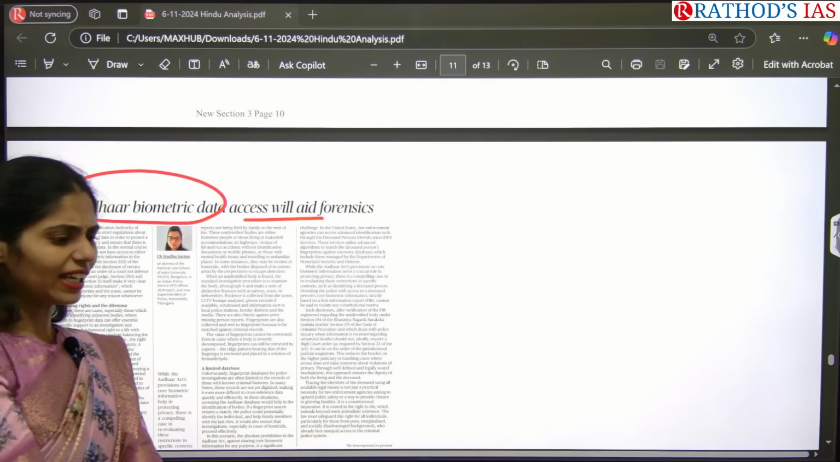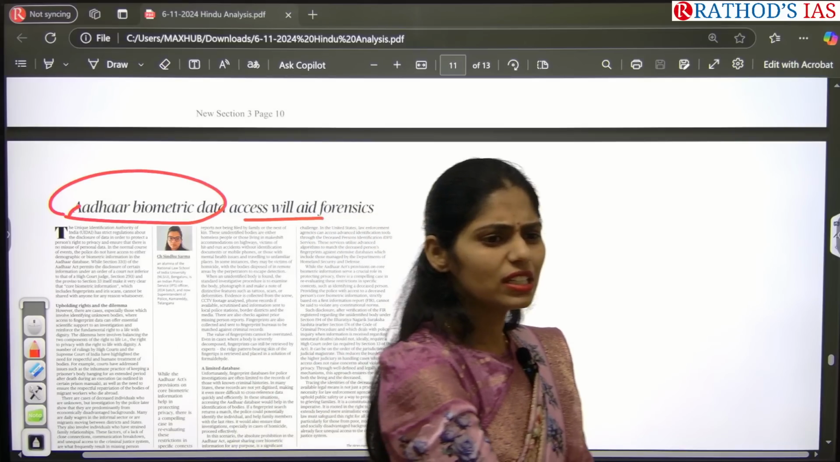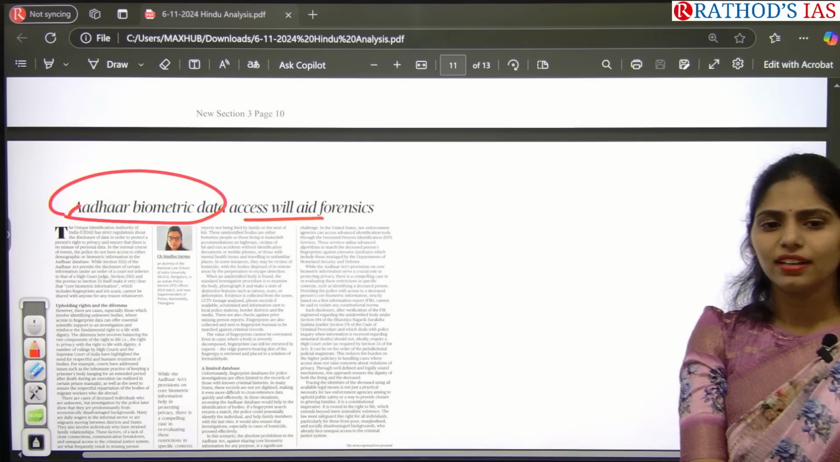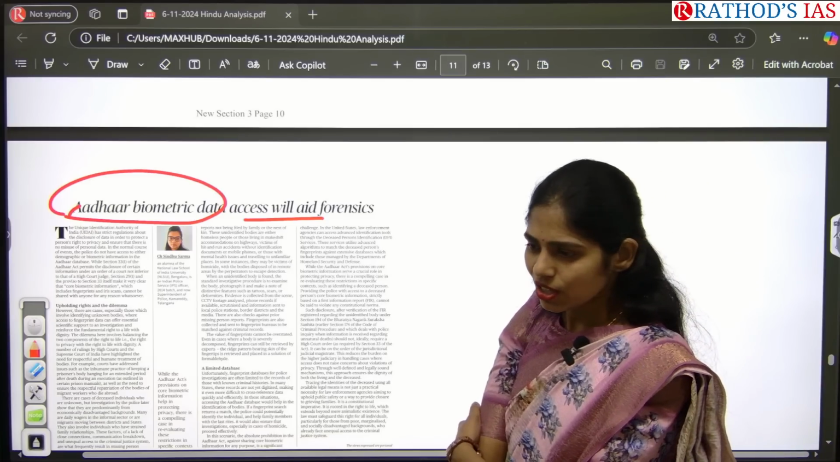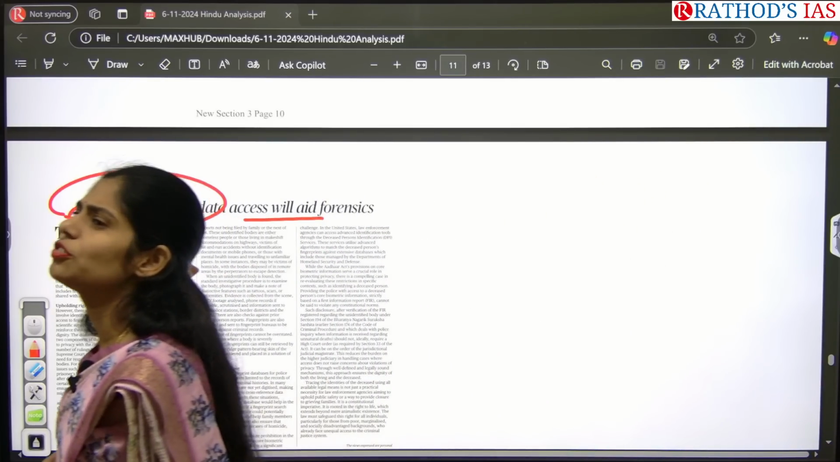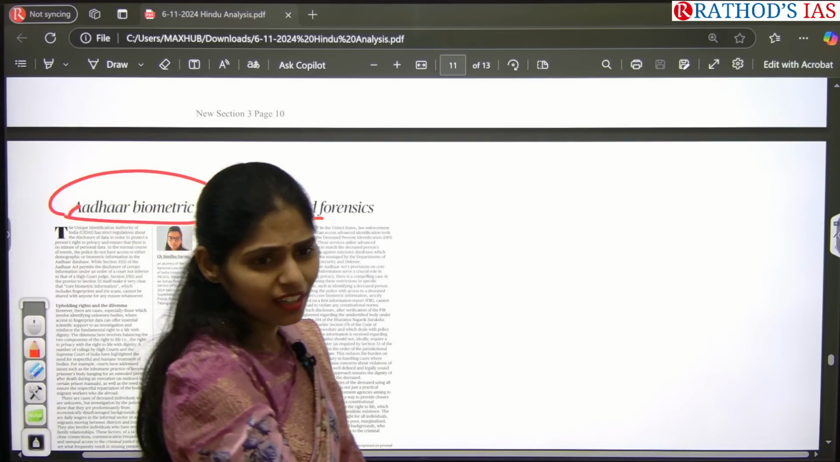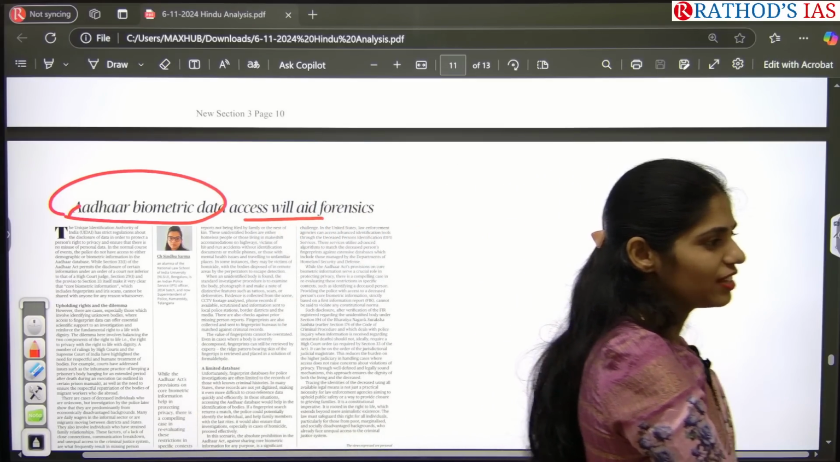Okay, so the data which is collected under this Aadhaar, is it personal data or normal data? It comes under personal data. Okay, sharing of personal data, will it affect your right to privacy or not? Right to privacy is a fundamental right, under which case? KS Puttaswamy case of 2017.